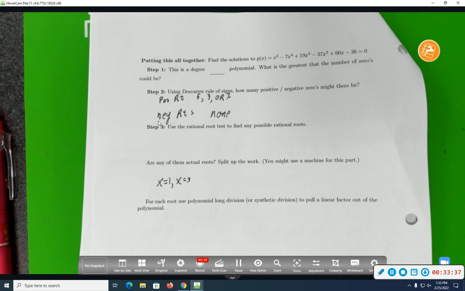So check 3. If 3 isn't a root, then you're stuck. You don't win. If 3 is not a root, then you're stuck. But hopefully 3 is a root. I did pick this so that it's actually factorized. Way to spoil it. Thank you. Sorry.